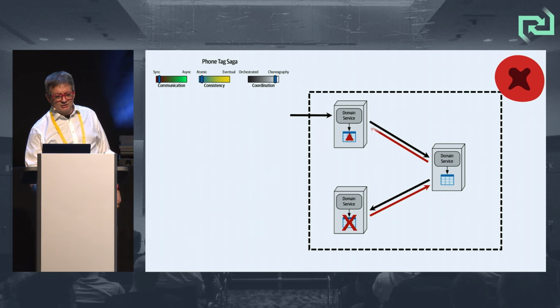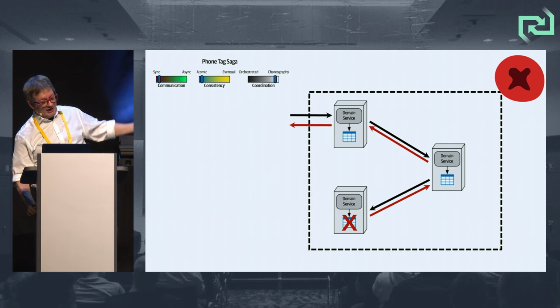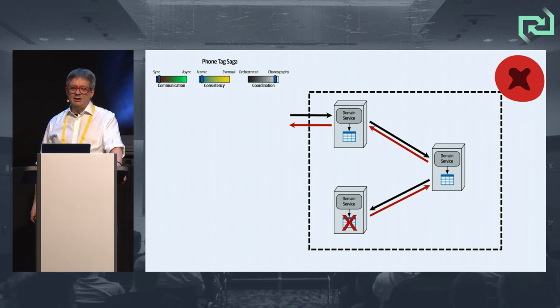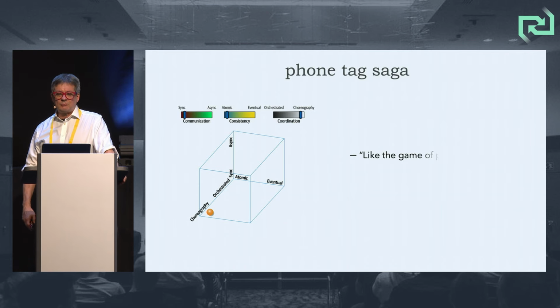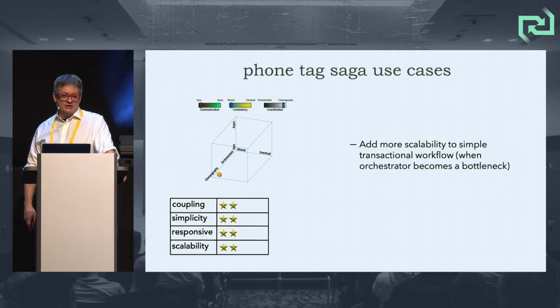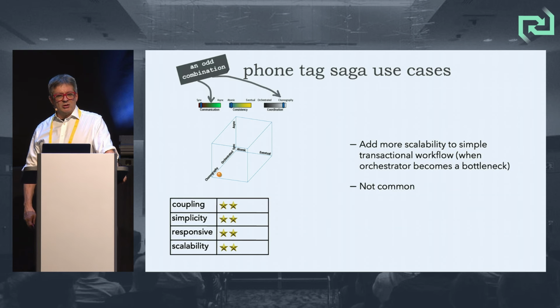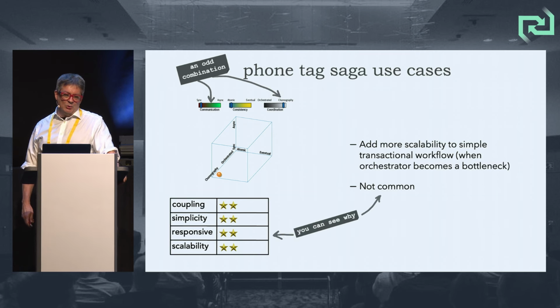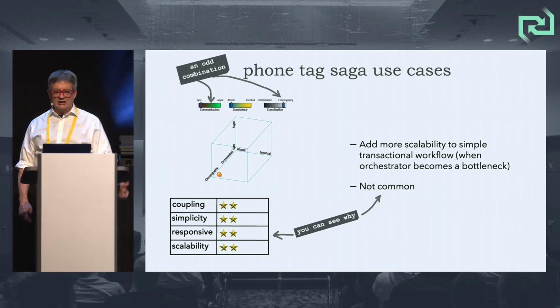Here, because I'm doing synchronous calls, I basically have to chain back the way I came, which is not terrifically efficient. This is like a game of phone tag. And middling performance and middling characteristics. It's really not at all common because it's kind of weird to have choreography and synchronous together. And you can see why it's not common, not terrific scores on anything.